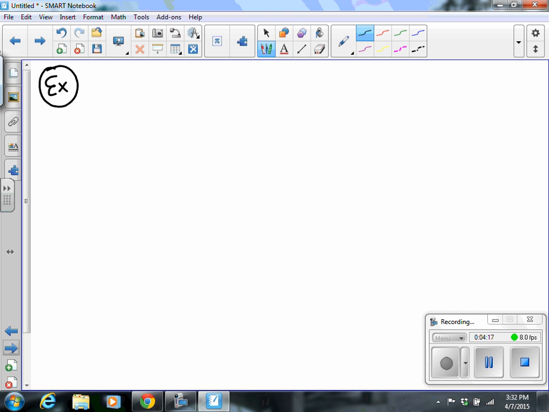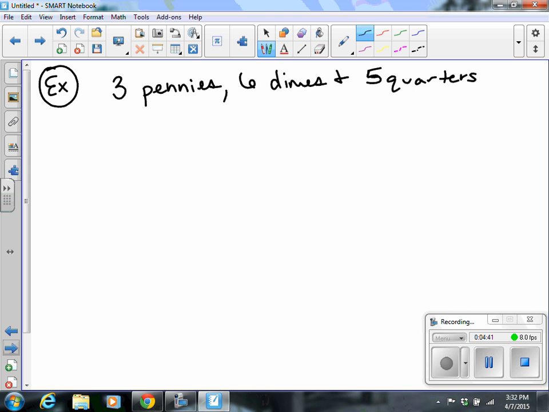So for you guys, let's say for instance that I have 3 pennies, 6 dimes, and 5 quarters. Go ahead and find the probability of selecting 1 quarter and 2 dimes.